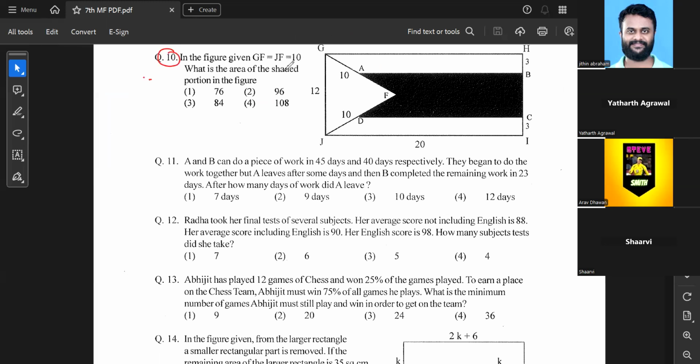So in this particular figure, GF and JF is equal to 10. This is 12. What is the area of the shaded portion where this is 3? This is 3, which means logically speaking, this is 6. And this is 20 they have given. So what we can do is calculate the area of the total rectangle. From that we can remove this triangle's area and this trapezium's area and this trapezium's area. When you remove these, you will be left with the area of the shaded portion. That is one method you can do.